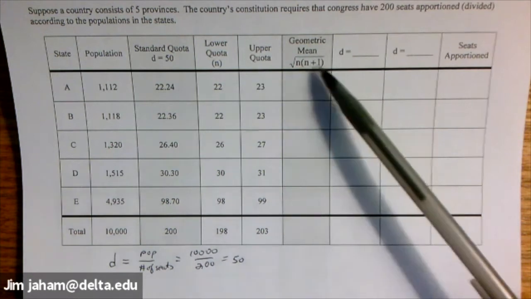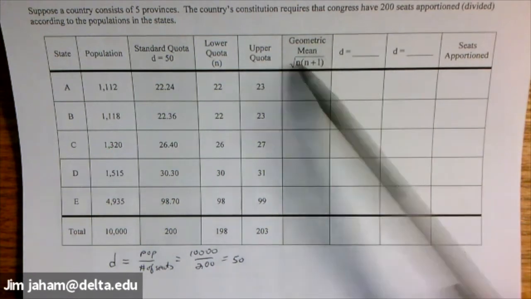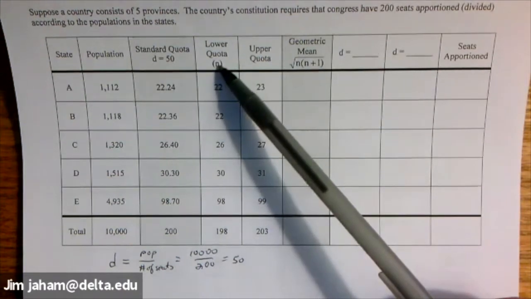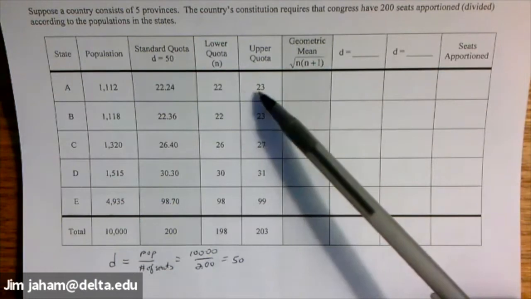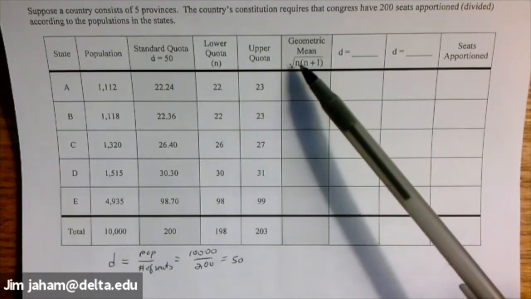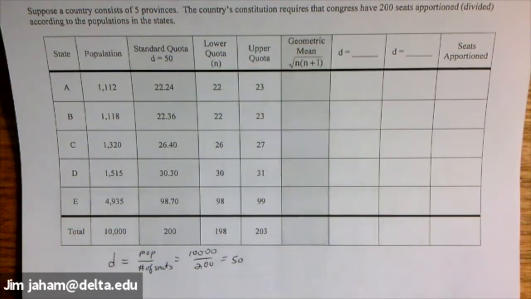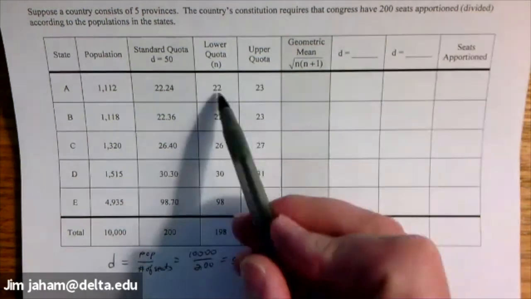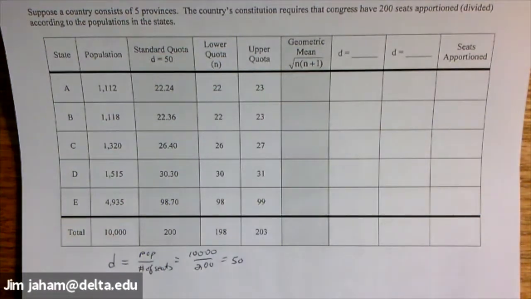All right, the first thing we need to do is to calculate the geometric mean. And you can see n here is the lower quota, and n plus 1 is one more than the lower quota, which is the upper quota. So what we're basically going to do is take these two numbers, n and n plus 1, multiply them together, and then take the square root. You're always going to end up with a number between 22 and 23. It's going to be very, very close to 22.5, a little bit lower.